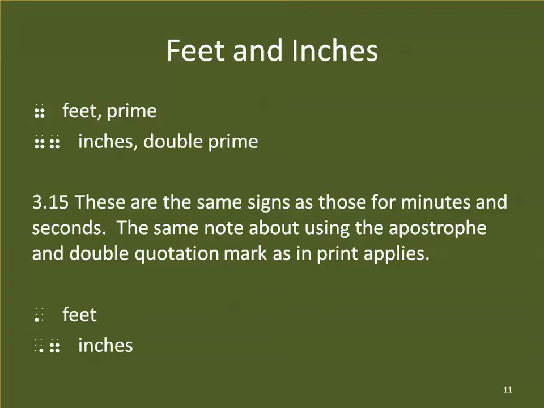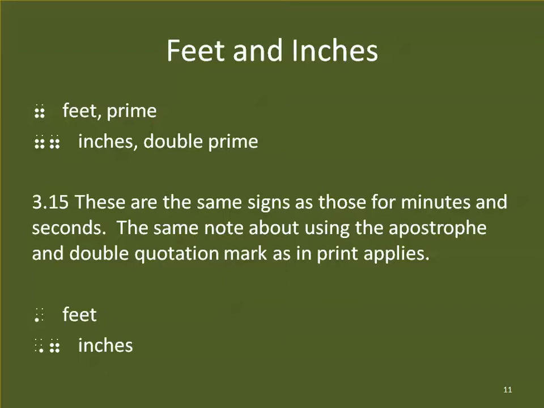Feet and inches use the same print symbols in text, and so we're going to use the same Braille symbols. So even though they have different meanings, it doesn't matter because it's the same print symbols, so we're going to use the same Braille symbols. So with feet, if we have a true prime sign, meaning it's slanted, then we have dots 2, 3, 5, 6, just as we did with minutes. And inches, if it's a true double prime slanted, then we have two cells of 2, 3, 5, 6, just as we did for seconds.